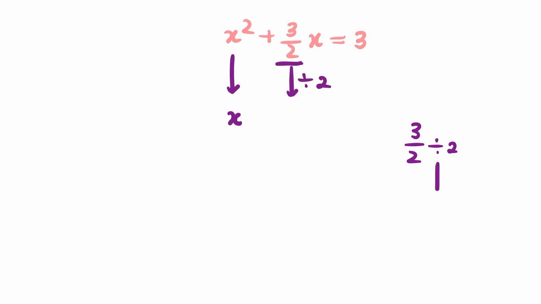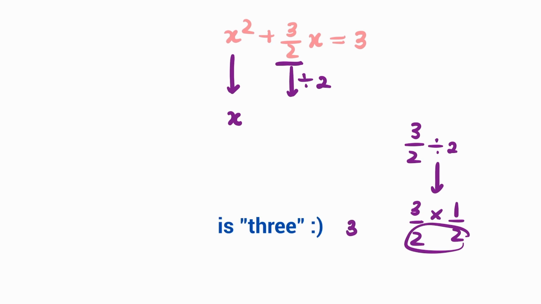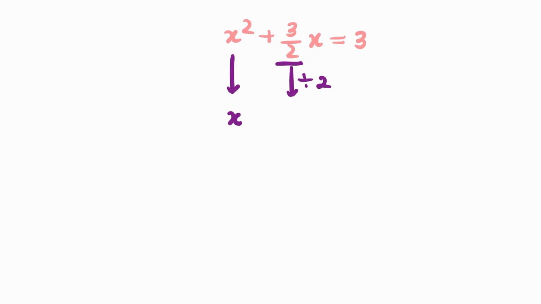We can convert this division sign into a multiplication sign and then take the reciprocal of 2. Here we can rewrite 3 over 2 as it is, and then we can simplify by multiplying the numerators and the denominators. 3 multiplied by 1 is 3, 2 multiplied by 2 is 4. So when we divide 3 over 2 by 2, it will be 3 over 4, like this. And now we can add a pair of brackets and square the whole thing, equal to 3.